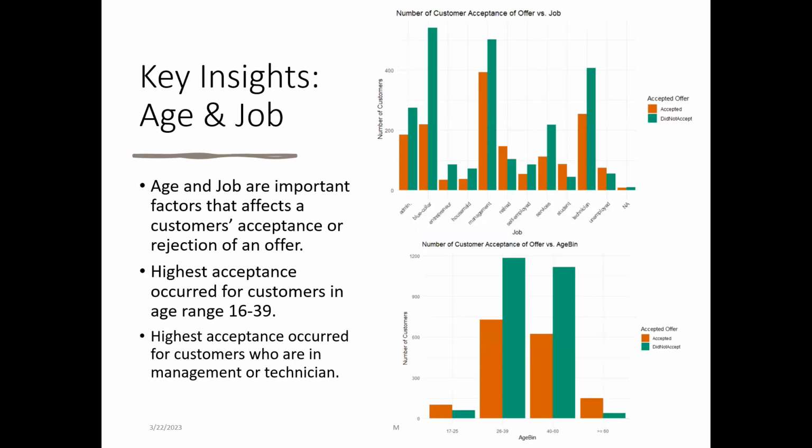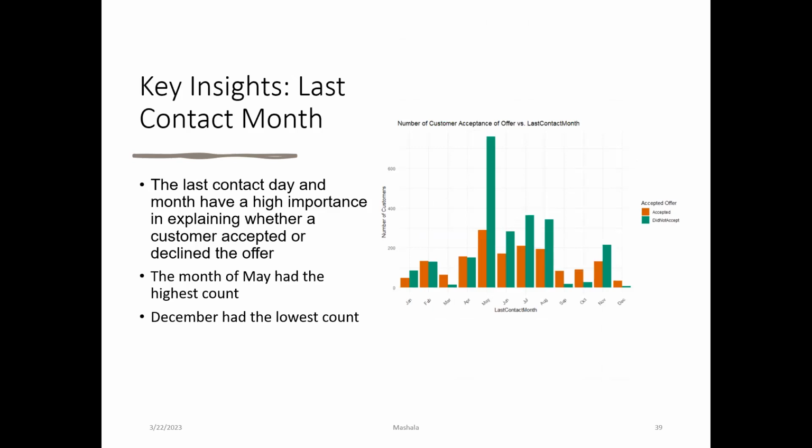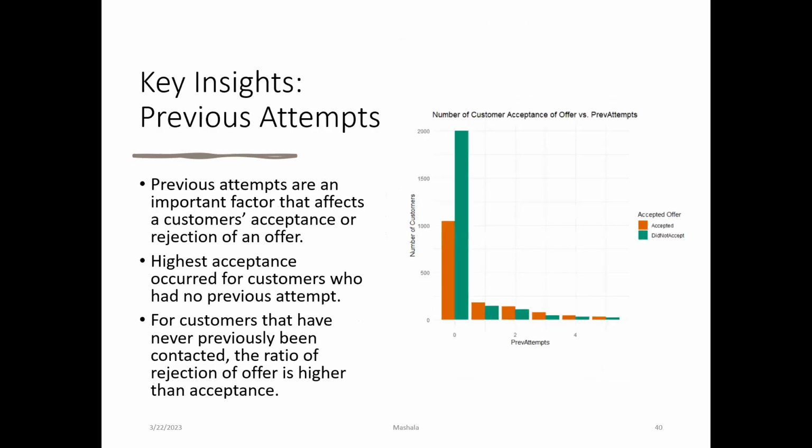Age and job: management had the highest acceptance, followed by the technicians. In terms of the age category, ages between 26 and 39 had the highest acceptance. In terms of the last contact month, May had the highest acceptance and December was the lowest. For previous attempts, it was found that the highest acceptance occurred for customers who had no previous attempts.